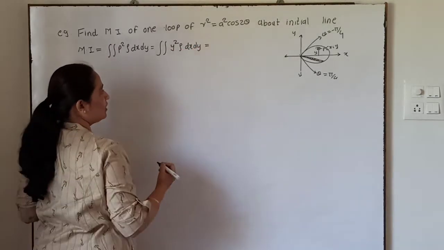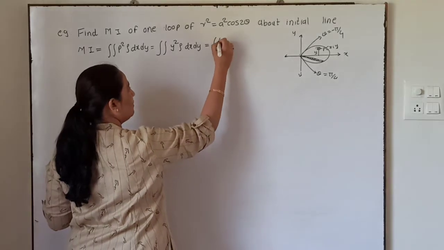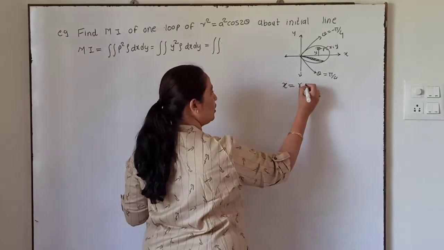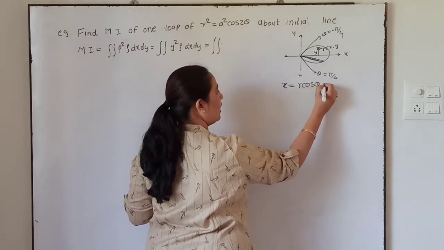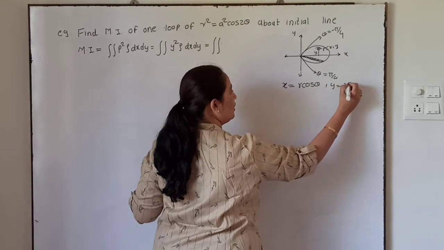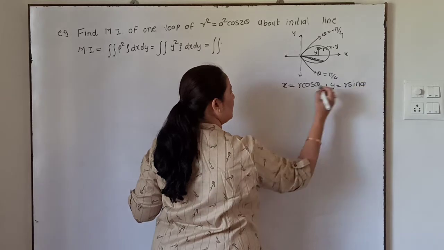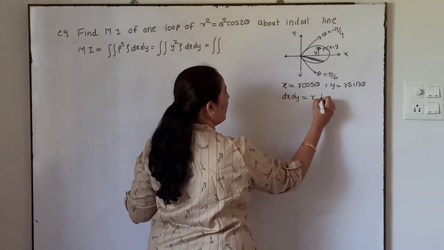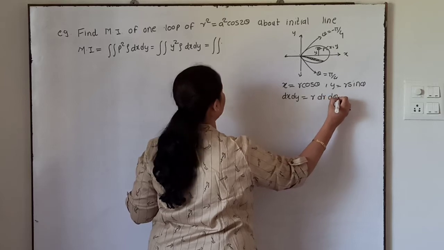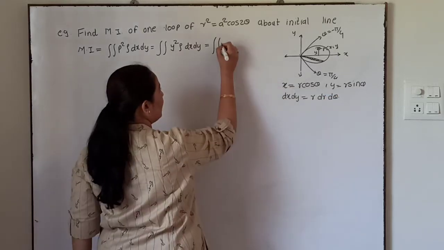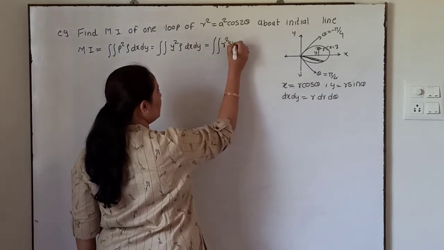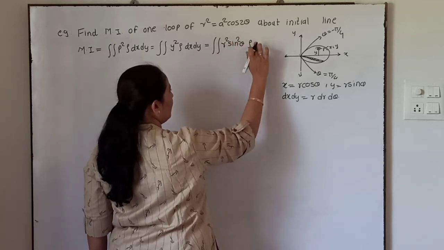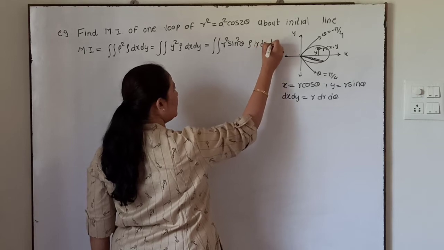If I transfer this to polar coordinates, the substitution is x is equal to r cos theta, y is equal to r sin theta, and dx dy is equal to r dr d theta. Therefore y square, that is r square sin square theta, rho dx dy is r dr d theta.